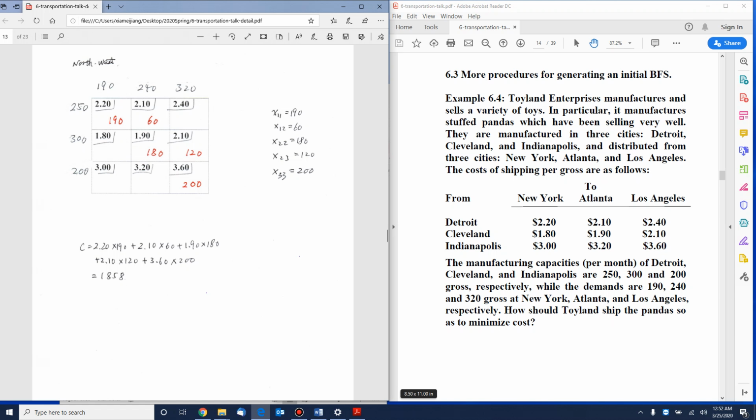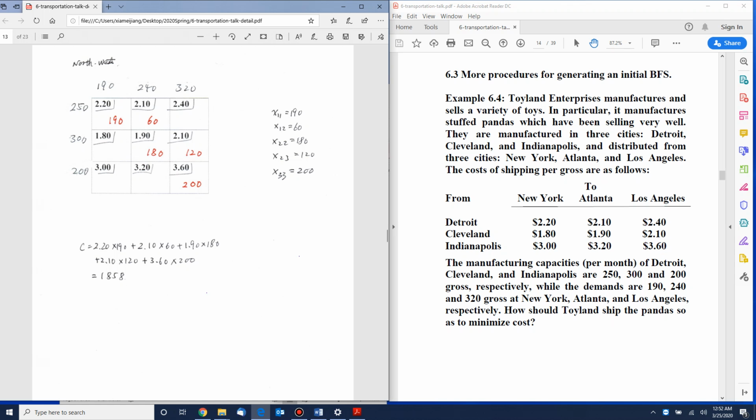Indianapolis, and they want to sell them to another three cities: New York, Atlanta, and Los Angeles. Here is the cost table, and we also have the supply amounts of 250, 300, and 200 respectively for these three cities. And then we also have the demands from another three cities.